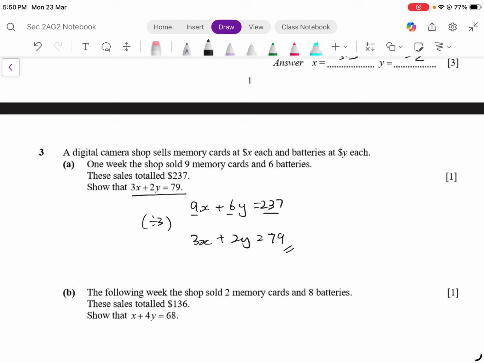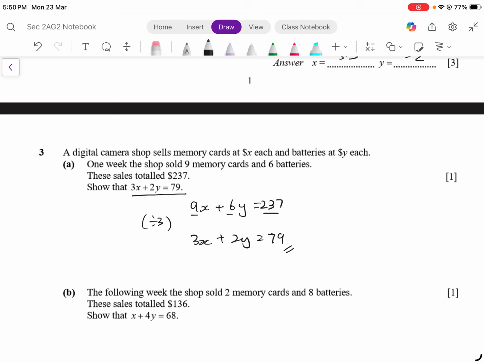Again, the reason is that one memory card is x dollars and one battery is y dollars. So 9 times x plus 6 times y equals 237. Then the following week, the shop owner sold 2 memory cards and 8 batteries and made 136. So 2 memory cards will be 2x, 8 batteries will be 8y, and it should be 136. Then show that it can simplify. Divide by 2, I will get x plus 4y equals 68. So you have your 2 equations.